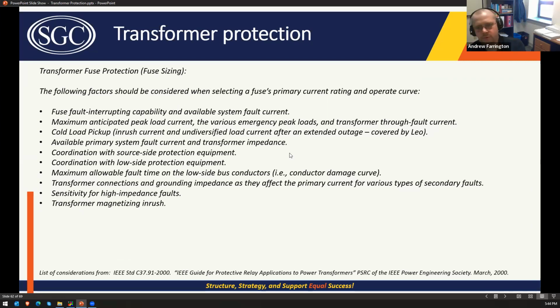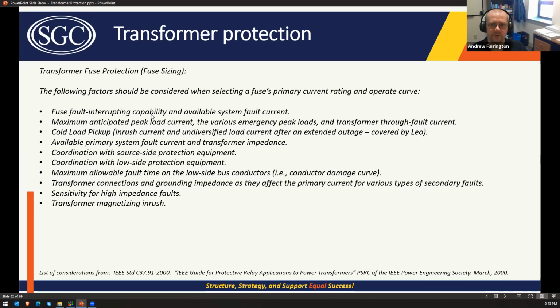Fuse sizing. These are the factors that go into fuse sizing, and I'll have to apologize because I'm not an expert on this. I don't often size fuses, and when I have to, the clients I'm familiar with have standard fuse sizing and fuse curve shapes that they use, and they say, okay, if you have a 5 MVA transformer, you select this fuse. But these are the things that go into fuse sizing from the IEEE guide to transformer protection.